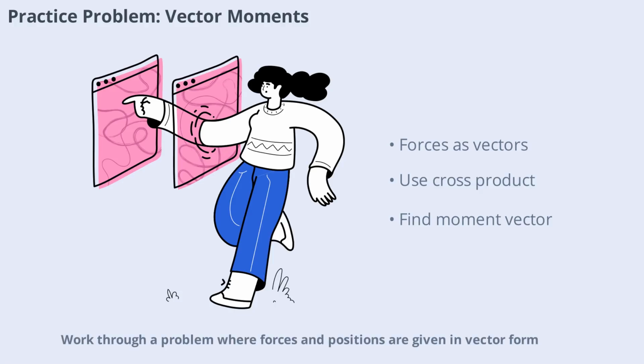Work through a problem where forces and positions are given in vector form. Use the cross product to find the moment about a specified point. This exercise will help you become comfortable with vector operations and 3-dimensional analysis.